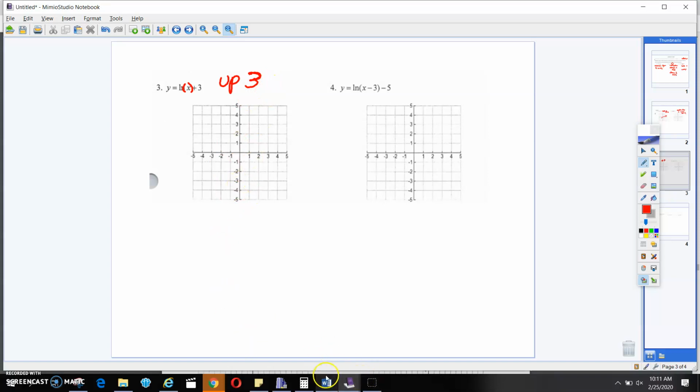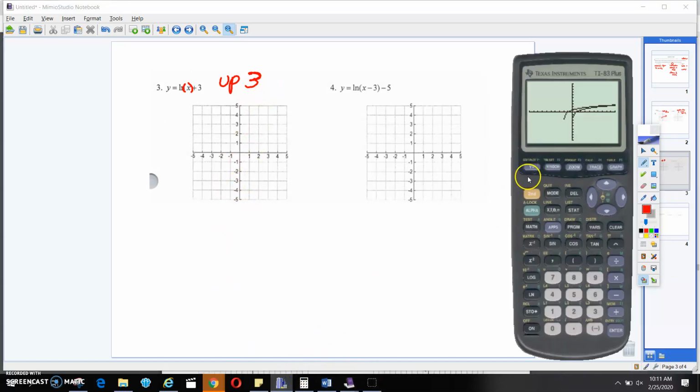Okay, if you don't believe me, then you can go into your calculator and you can type the OG function, which is ln of x, and then you can type ln of x plus 3 and hit graph. When you hit graph, look how it's up 3 units. Boom.